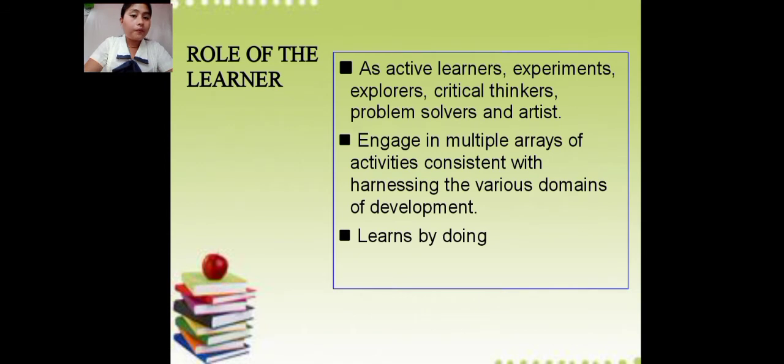So next we have here the role of the learner. As active learners, experimenters, explorers, critical thinkers, problem solvers, and artists. So in this case, they are actually very busy, because remember, this curriculum model highlights and encourages the exploration, hands-on experiences, and the discovery. Engage in multiple arrays of activities consistent with harnessing the various domains of development and learn by doing.